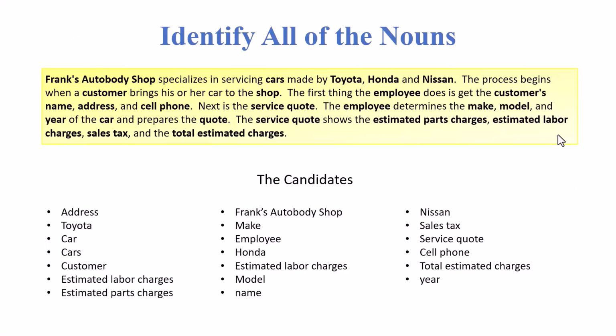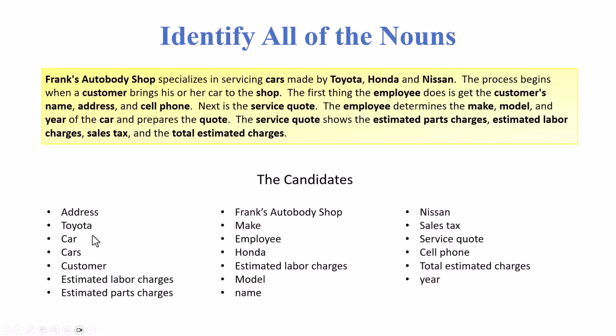We identify all the nouns. We've got Frank's Auto Body Shop, specializing in servicing cars made by Toyota, Honda, Nissan. The process begins when a customer brings his or her car to the shop. The first thing the employee does is get the customer's name, address, and cell phone. Next, the service quote. The employee determines the make, model, and year of the car and prepares the quote. The service quote shows the estimated parts charges, estimated labor charges, sales tax, and the total estimated charges. You go through that, identify those nouns, and put them down on a list. They're all sitting down here. They're the candidates of what we might actually create as classes.